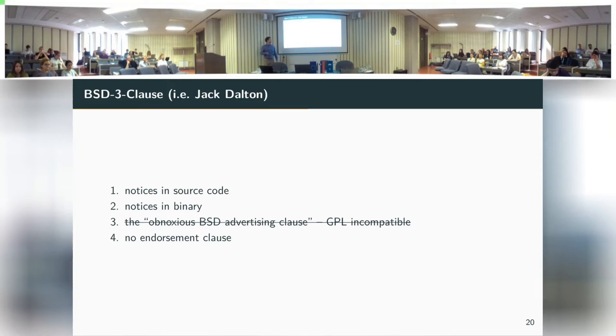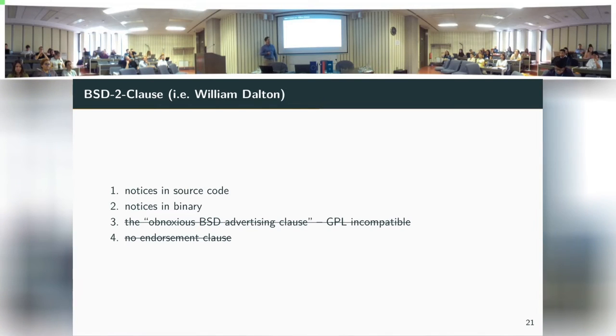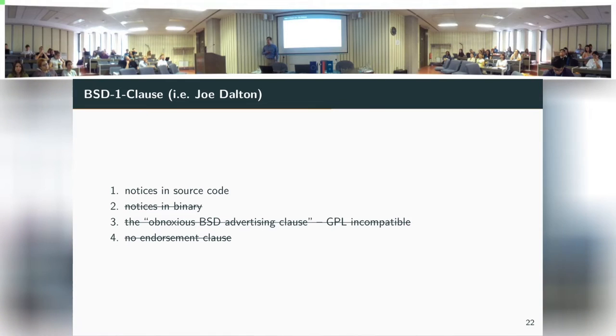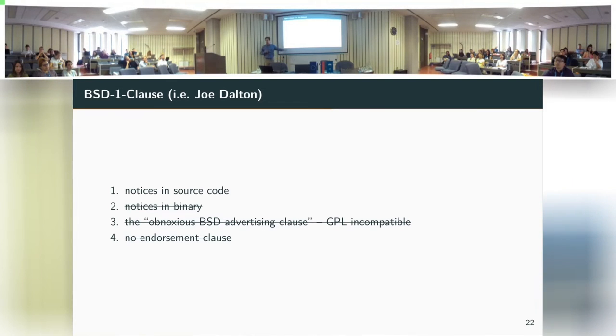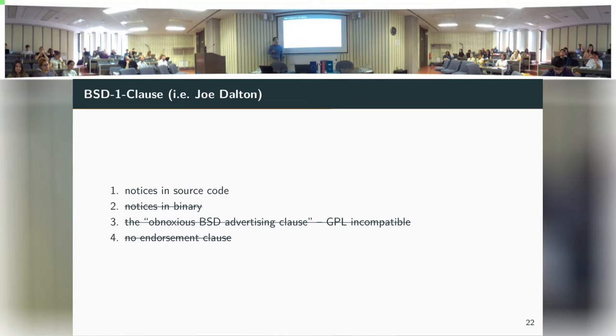Then somebody came along and said, you know, the non-endorsement clause, and they got rid of that. Shorter, like William Dalton, the other brother that was kind of okay. And then somebody came and said, you know, I actually don't give a flying what you do in the binary. So, as you can imagine, that was a short, angry group, I imagine, like Joe. And it only requires you to, if you distribute the sources, also include the notices in source code, but if you just do a closed source binary thing, you don't need to mention anything. There's also zero clause BSD, but let's not go into that.